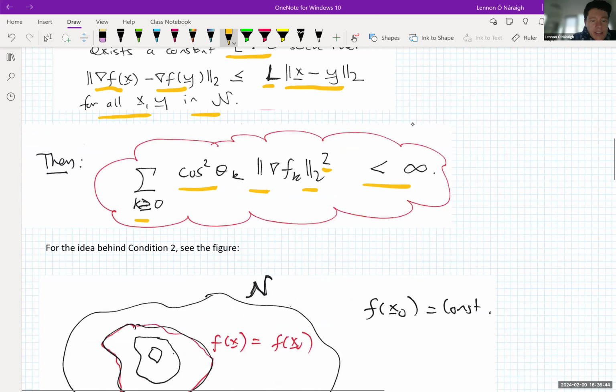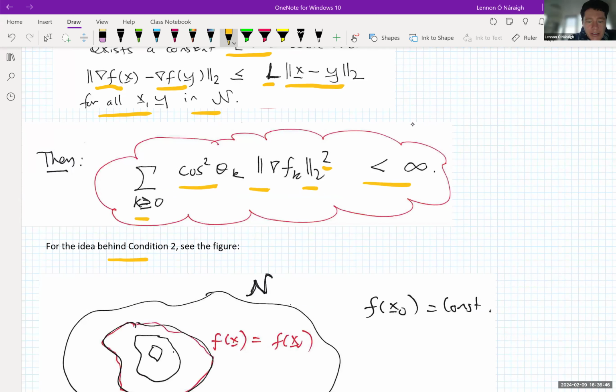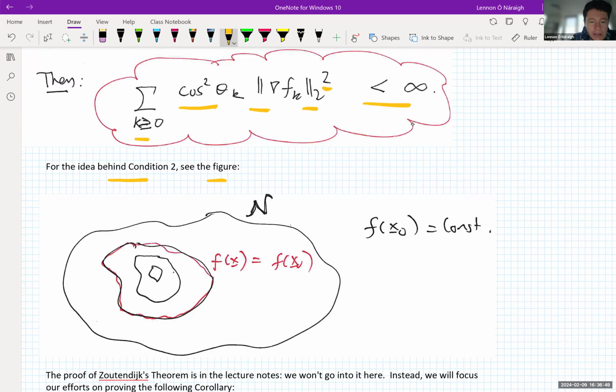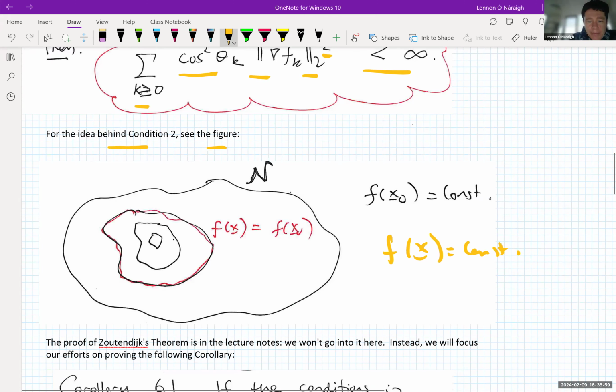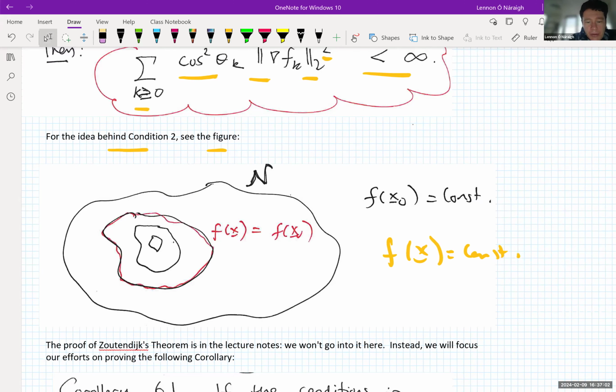And just to emphasize the idea behind condition 2 in Zoutendijk's theorem, you should have a look at this figure. So we're drawing the level sets where f of x is constant. And these are hypersurfaces in n dimensions, but just shown figuratively here in the case of 2 dimensions. So in particular, we look at the level set where f of x is equal to f of x naught. And then inside, these are the level sets where f of x is less than f of x naught.